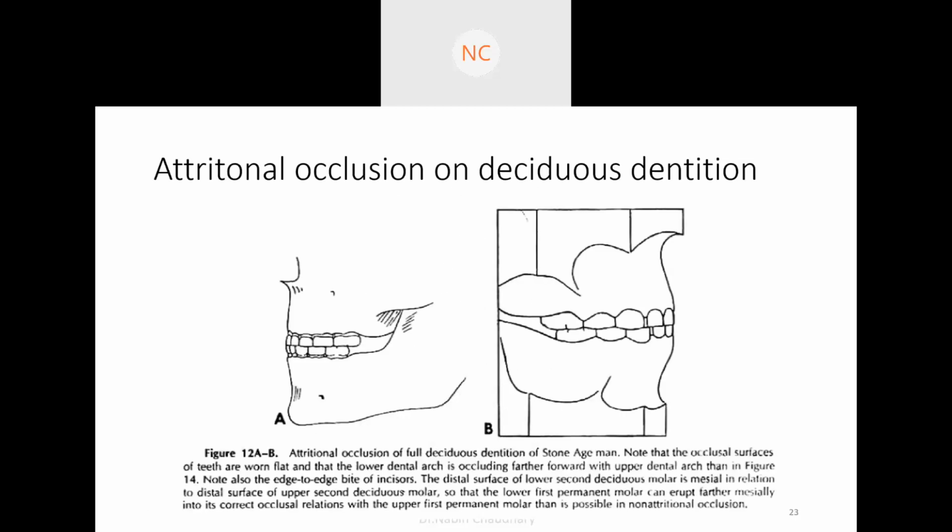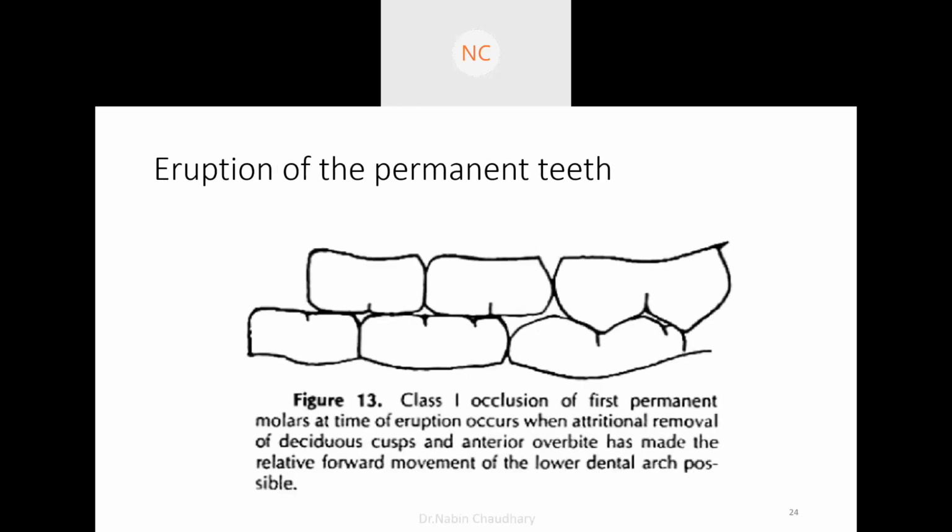So he also observed the attritional occlusion in the deciduous dentition, and he found that all the deciduous teeth undergo attrition, and this attrition allows the movement of the permanent tooth majorly. And this attritional occlusion also allows for the eruption of the permanent tooth into the correct occlusion. For example, in this Australian Aborigine person, the attrition of the primary tooth allows the major movement of the molars and achieves the correct molar relationship.